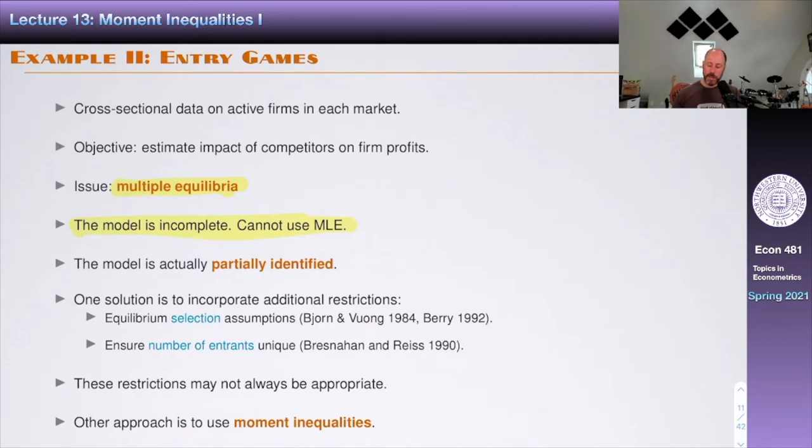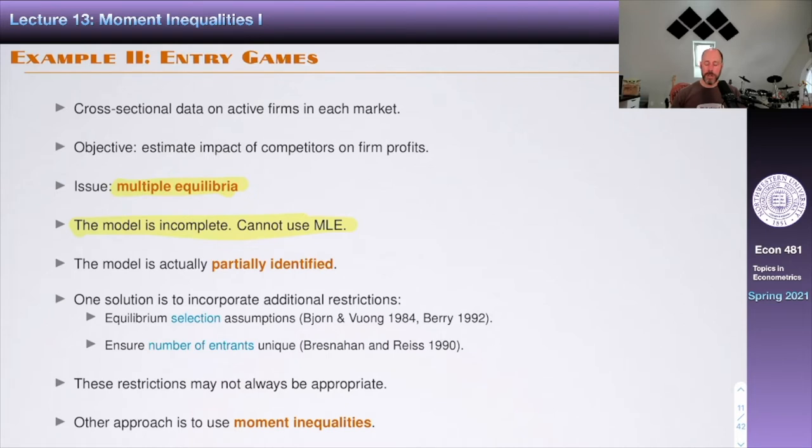Or in other situations, people will make equilibrium selection assumptions that will say things like the firm that has the largest market share in other markets is the one that entered first, or some criteria to sort firms and decide which is the firm that will enter first. And it would be a way of choosing one of the multiple equilibria and having a unique equilibrium. And once you have a unique equilibrium, all the issues that are around partial identification disappear.